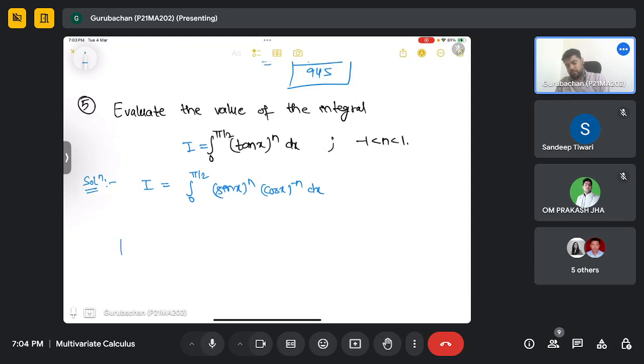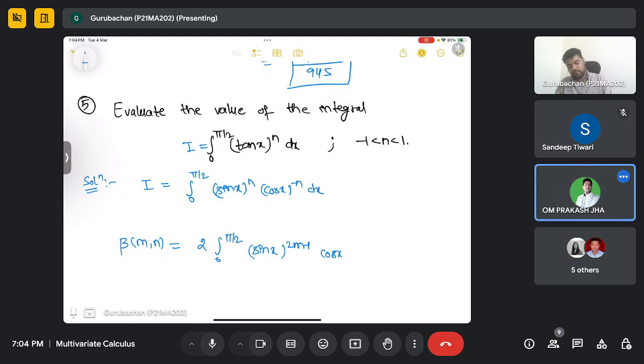What is beta m and n in terms of this sine trigonometric form? Beta of m and n is 2 times the integral from 0 to pi by 2 of sin x to the power 2m minus 1, cos x to the power 2n minus 1. Now formulate the above integral in this particular form.